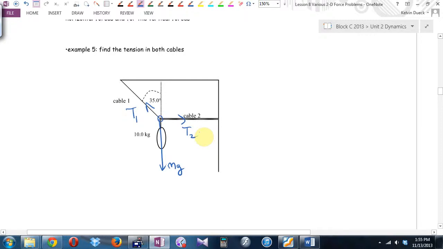Now, I could do this all with components. I could break that cable 1 slanty into vertical and horizontal. You know what? There's a better way. Because I know that the net force is 0. How many forces are there, Peter? Tension 1, tension 2, and mg. Put pencils down.